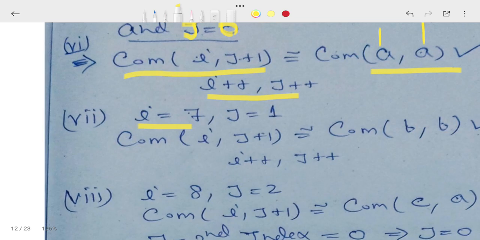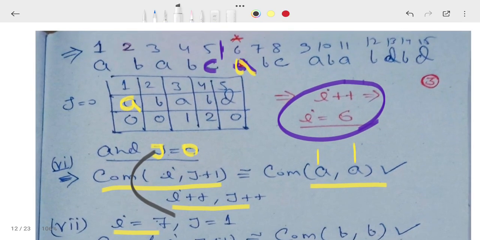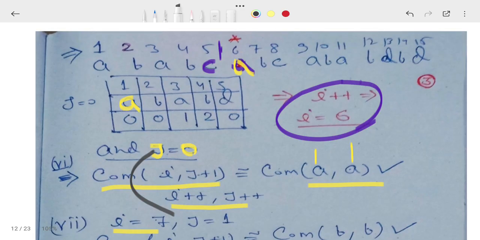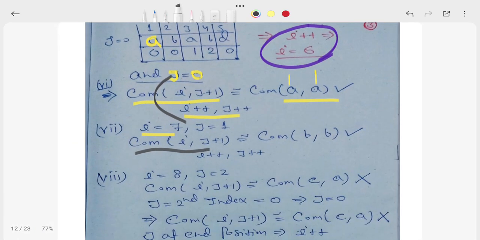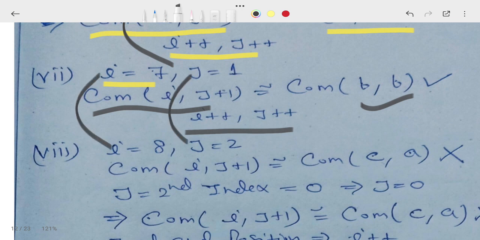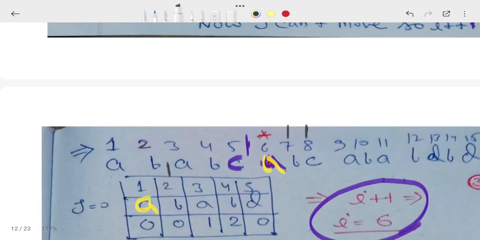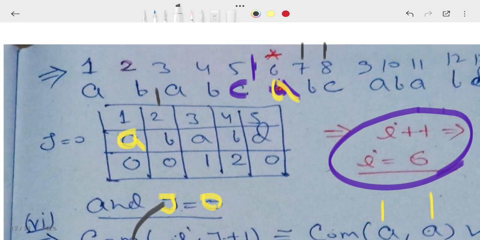Why? Because before j was 0, now j is equal to 1. Compare i and j plus 1. i is equal to 7, compare with this. B and B, both are matching. Yes, means i plus plus, j plus plus. i is equal to 8 and j is equal to 2. i is equal to 8 means I am here, and j is equal to 2 means 2 plus 1, 3.